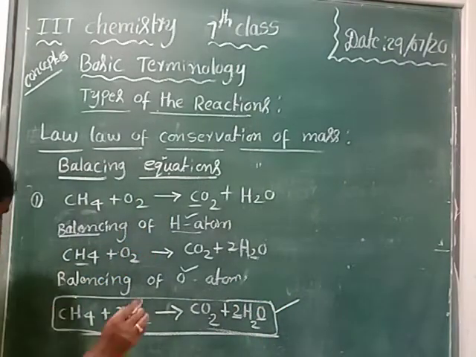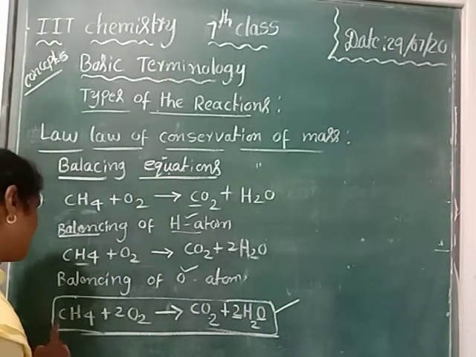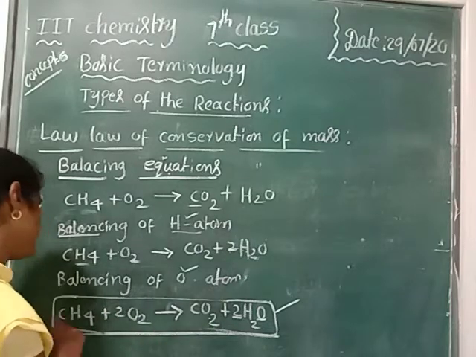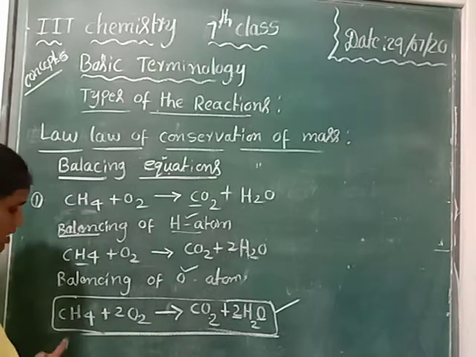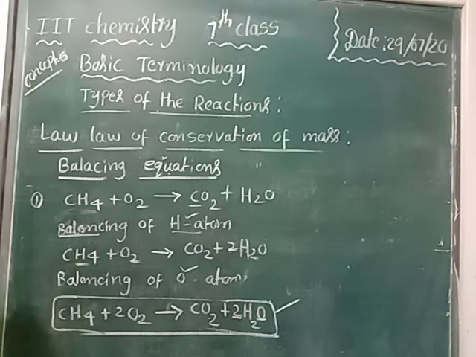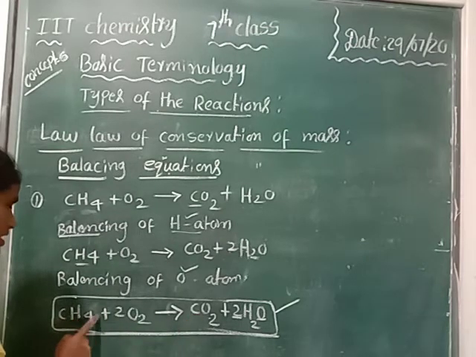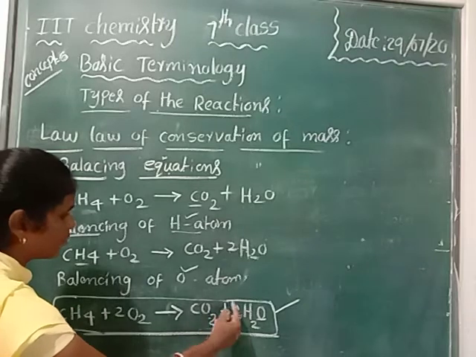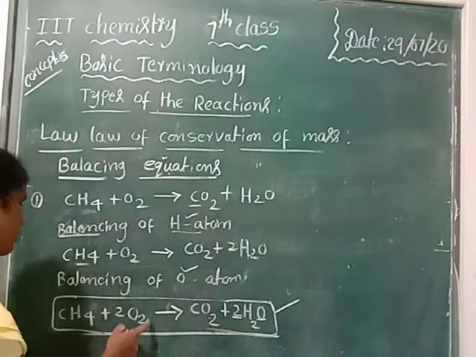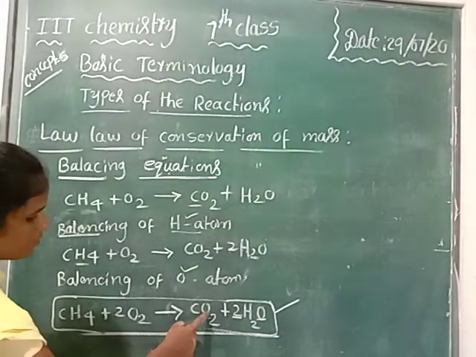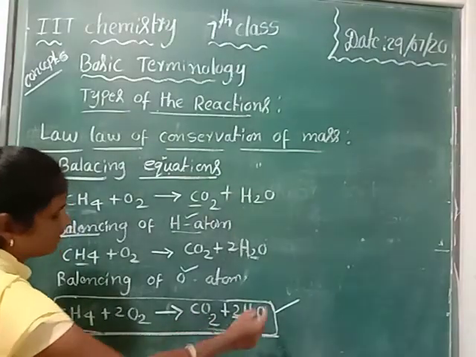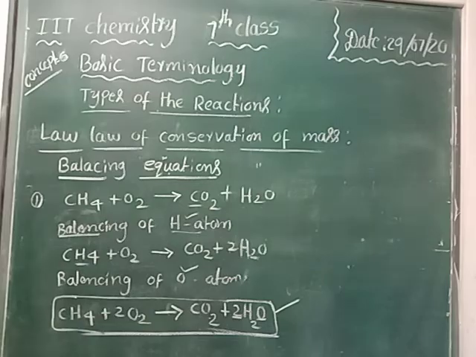In the final equation, all atoms are balanced. Reactant side atoms are equal to product side atoms. This is a balanced equation, a stoichiometric equation. Here 1 carbon, here 1 carbon. Here 4 hydrogens on the reactant side, product side also 4 hydrogens. Reactant side 2 twos are 4 oxygens, product side also 2 oxygens plus 2 oxygens. So this equation is called balanced.